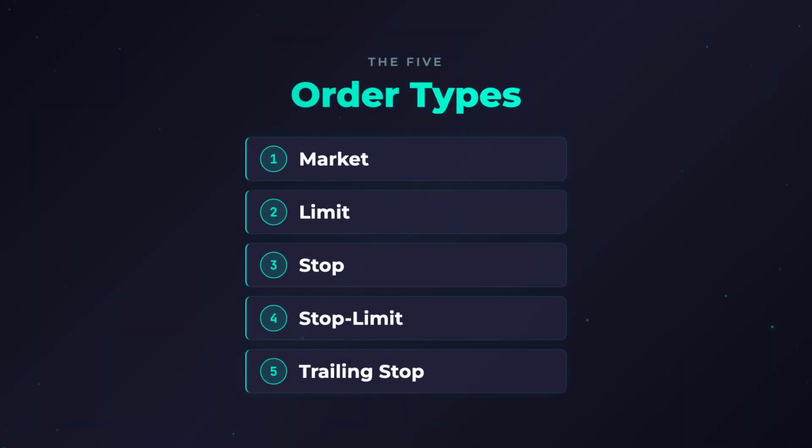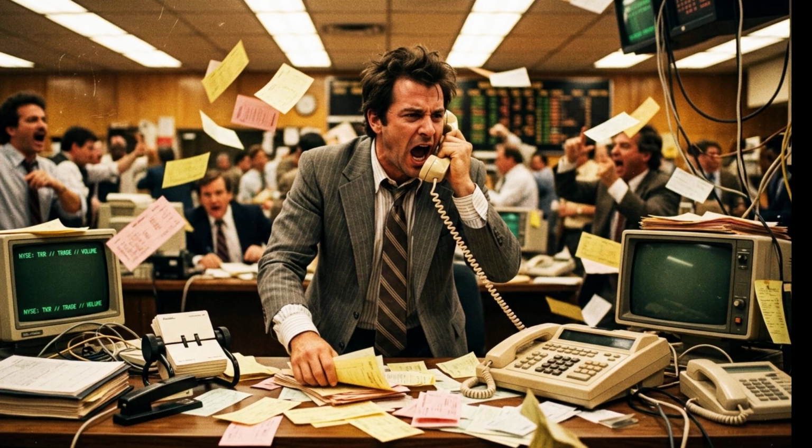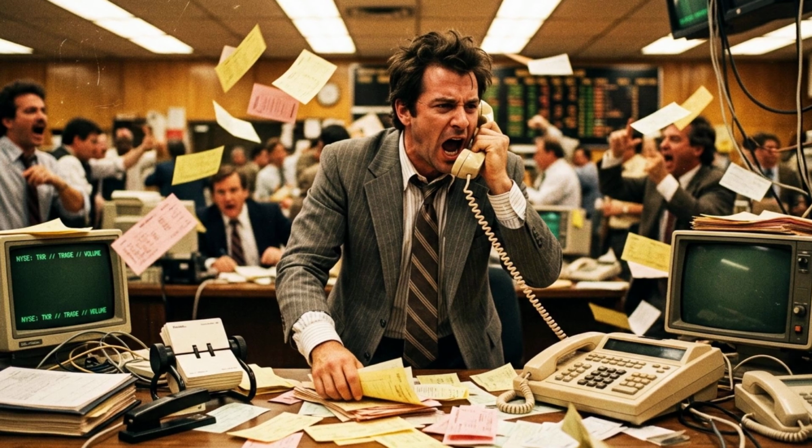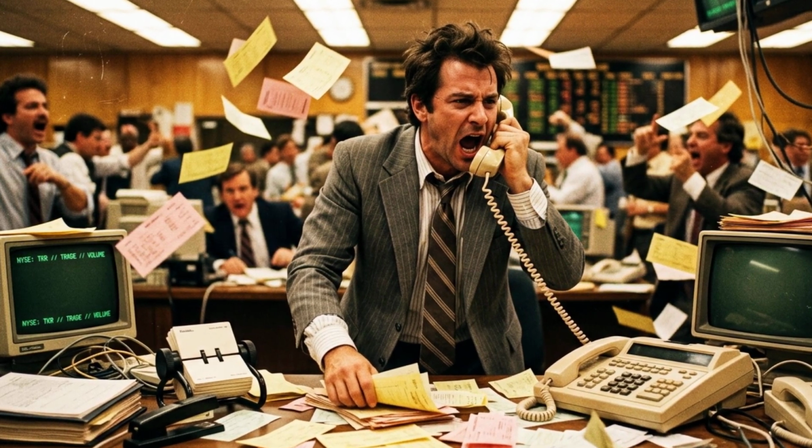5 order types: market, limit, stop, stop limit, and trailing stop. We'll cover what each one actually does, when to use it, and the one most long-term investors should default to. Before we get into the order types, one quick thing, because this trips up almost every new investor.